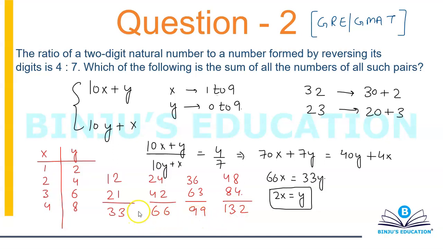So 33 plus 66 is 99, 99 plus 99 is 198, 198 and 132, 200 plus 130, so that's 330, and that will be your final answer. Interesting question, good one. This question basically uses two concepts, one is ratio and one is number system, so it's a good question for GRE and GMAT aspirants.